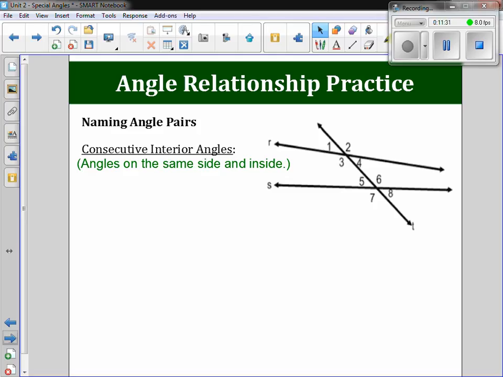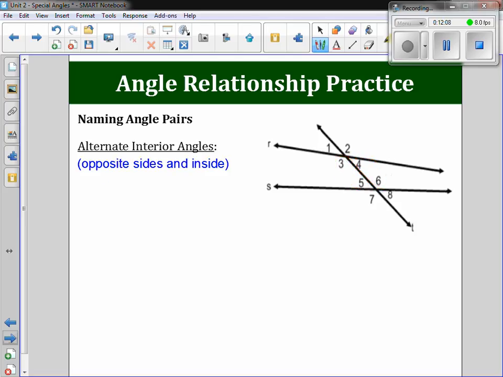Now let's put a couple of things together. Please try this consecutive interior angles. Because it's consecutive, that means that they are on the same side. And because it's interior, that means that they are in between the two lines that are being cut. So we are looking at angles 3 and 5 and angles 4 and 6.